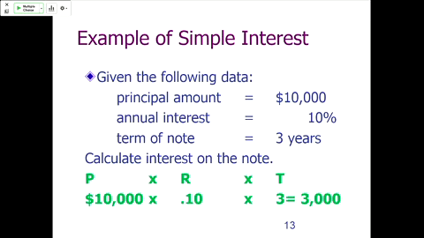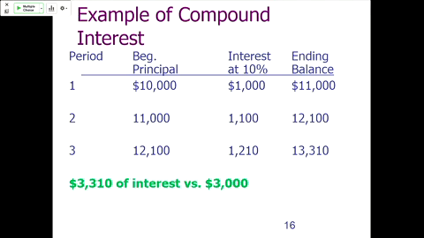Compound, you not only earn interest on the principal, you earn interest on the principal plus the interest you earned in the prior year. So under compound, I should have more interest in 3 years than I would under just simple. So let's look at an example of compound to compare the two. Same exact facts. Beginning principal, $10,000. I earned interest in year 1 of $1,000. So what's my ending balance in that savings account at the end of year 1? $11,000.